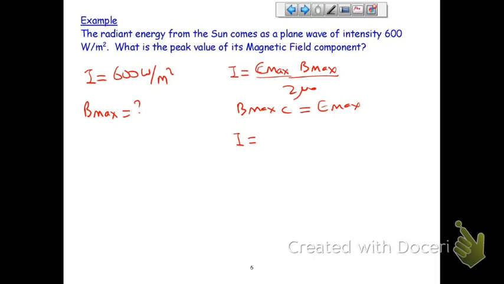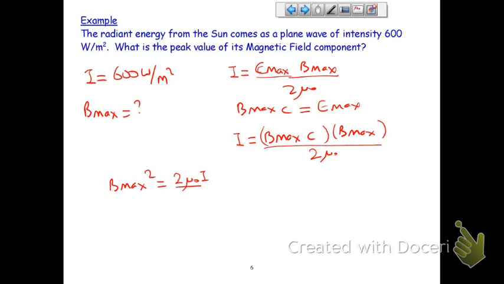So I is equal to B max C times B max over 2 mu naught. So now I get B max squared is equal to 2 mu naught I over C, which equals 2 mu naught. My intensity is 600 over 3 times 10 to the 8.